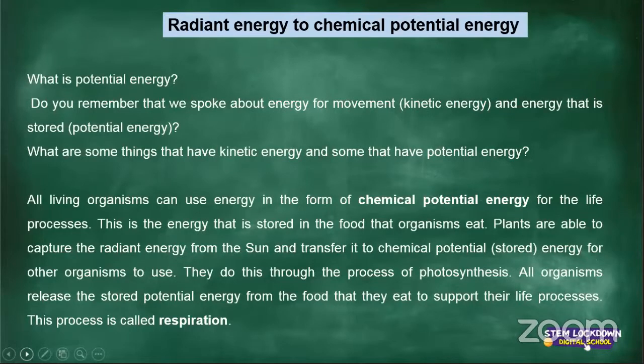Now, all living organisms can use energy in the form of chemical potential energy for their life processes. This is the energy that is stored in the food that organisms eat. Plants are able to capture the radiant energy from the sun and transfer it to chemical potential or stored energy for other organisms to use. And they do this through the process of photosynthesis. All organisms release the stored potential energy from the food that they eat to support their life processes. And this is called respiration. Respiration, you must also know, is different from breathing.